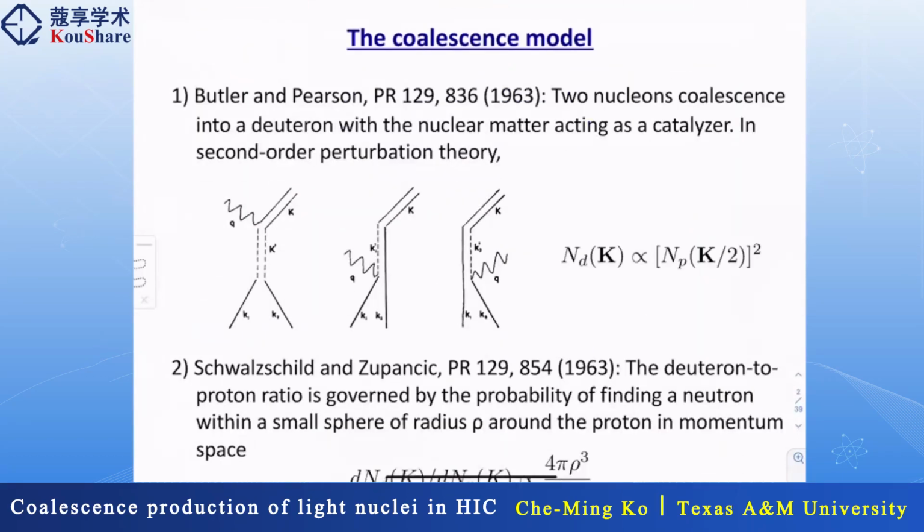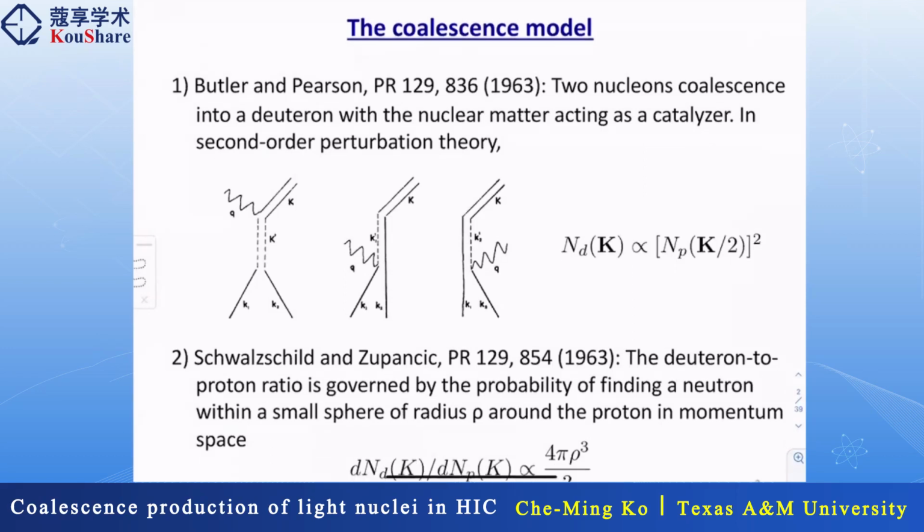OK，那我从 coalescence model 的 history 开始，很快的讲说，在1963 Butler 跟 Pearson 他们在 study baryon 8打一个 target 在很高的能量，发现了 neutron productions。那个同时有两个 group，是 Butler 跟 Pearson，还有一个 Schwarzschild 跟 Trupancic，他们的 paper 是前后两个接到的836、854，他们就发现这个 neutron production can be described by two nuclei coalesce into neutron with the nuclear matter acting as a catalyzer.